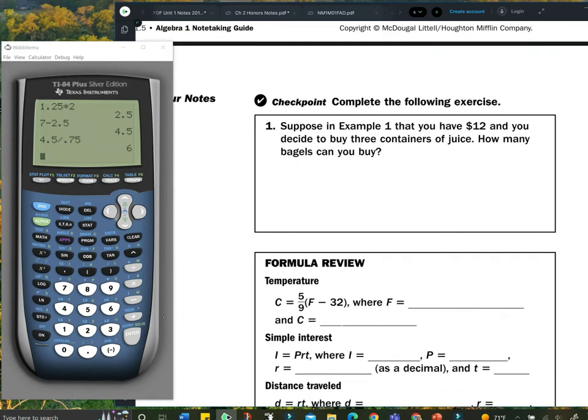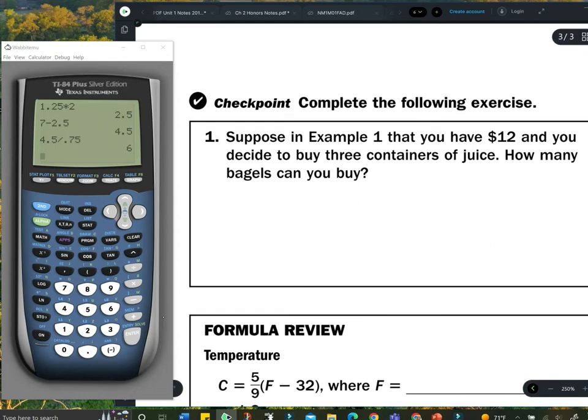Okay, so in the next one, we are looking at $12, divided by 3 containers of juice. How many bagels can you buy? Let's walk through that one. So we have $12 this time. Juice is $1.25, and we're buying 3 of them. And bagels are still 0.75. And we don't know how many we can buy.